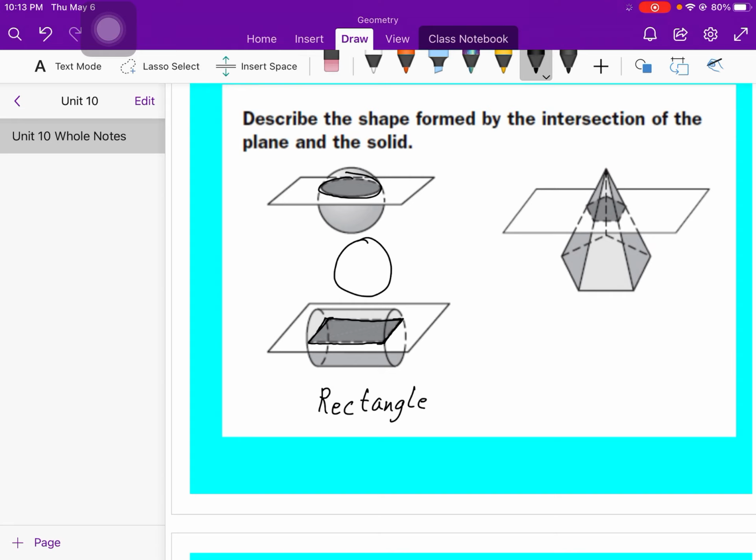And then the last one, imagine that we're going parallel to the base of this pyramid here, and the pyramid itself has a pentagonal shape. So this would create a pentagon.